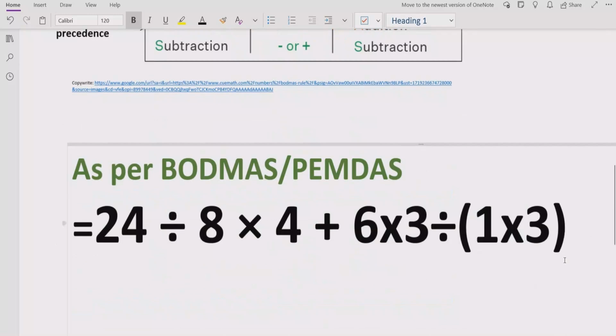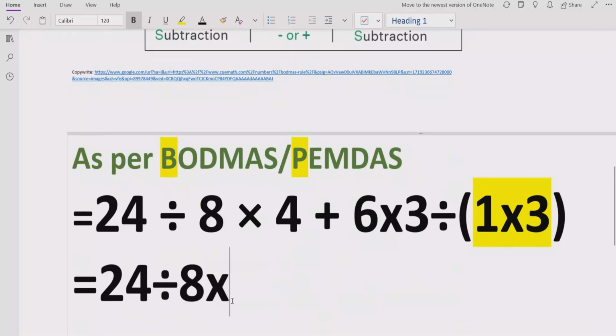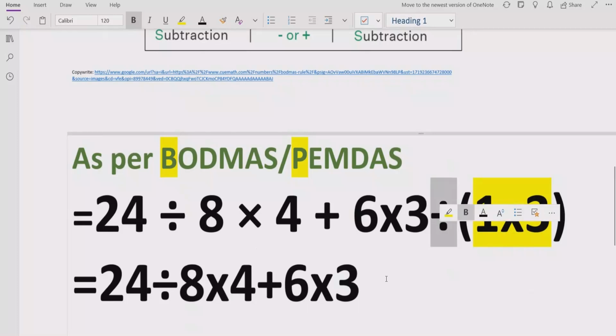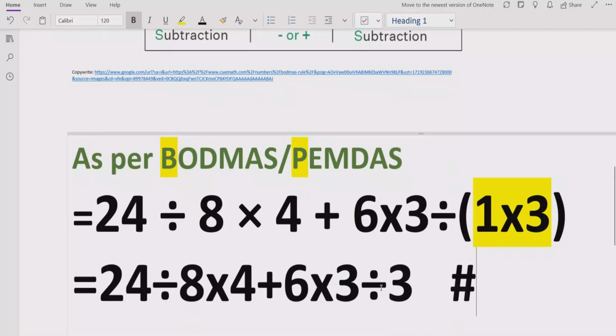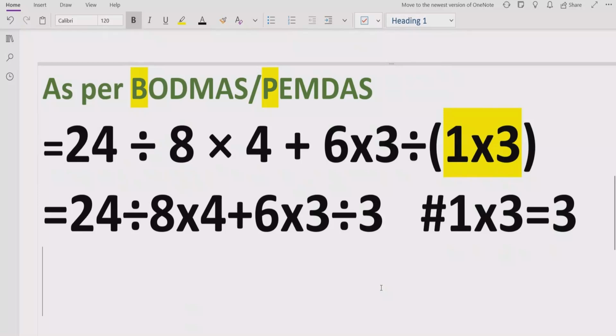According to the BODMAS and PEMDAS rule, first of all, we have to solve the bracket, or you can say the parenthesis. So here we have 3 multiplied by 1. So first of all, we have to solve this one, 24 divided by 8 multiplied by 4 plus 6 multiplied by 3 divided by 3 ones are 3. Here we have to write 3 and here we have to give the reference 1 multiplied by 3 equals 3. Now move forward. Step number 1 we have solved.